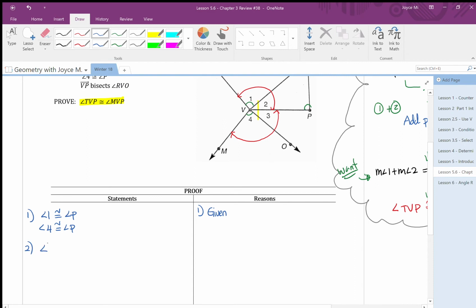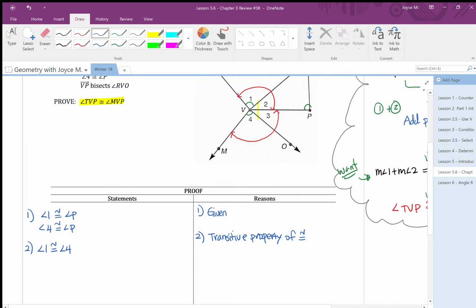So angle 1 congruent to angle P. Let me write it. So this means angle 1 congruent to angle 4. Okay, what property is that one? Think about it. Well, what is it saying here? Angle 1 congruent to angle P, and then angle P congruent to angle 4. It's the transitive property. We said A to B, B to C, therefore A to C, same thing. So this is transitive property of congruence. That's step 2.